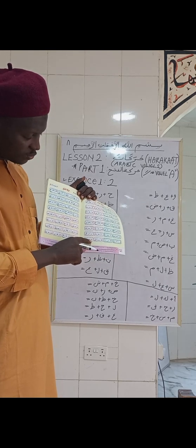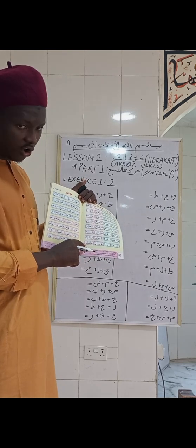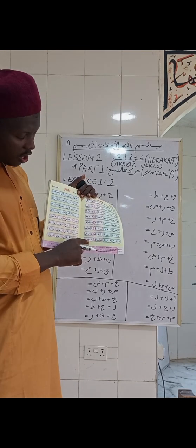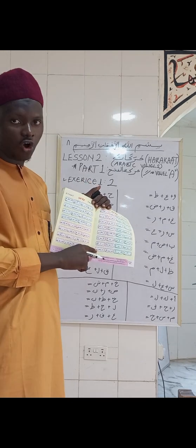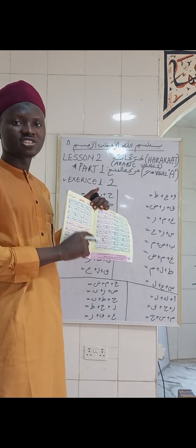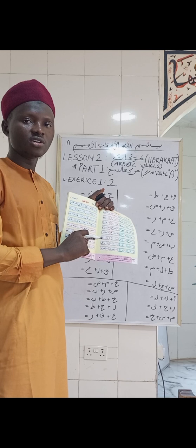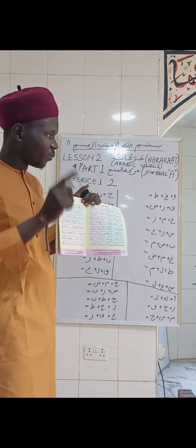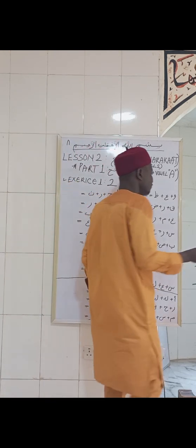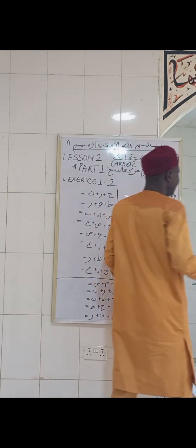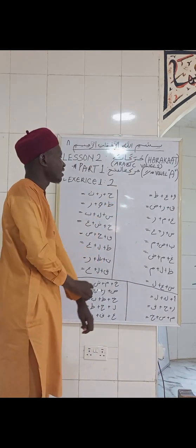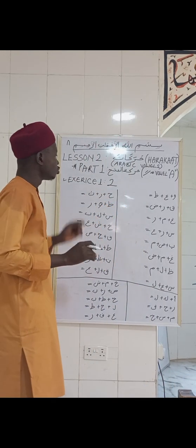And the last one is what? Nasara. That one, nun, you join it with sad, so you join it with ra. But if something comes after ra, you will start that one on its own. You can't join ra with another alphabet. So quickly, that's just the revision of our last exercise. Now we are in exercise 2.